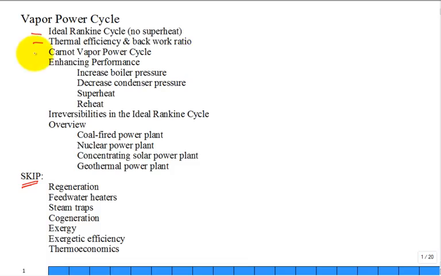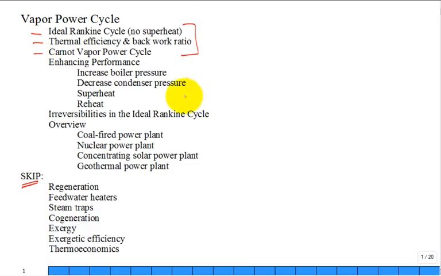We then go back and revisit the Carnot cycle from the end of chapter 5. There is a Carnot vapor power cycle. And when we do that, that gives us the gold standard, the benchmark by which to measure the ideal Rankine cycle. And we'll finish that out today.